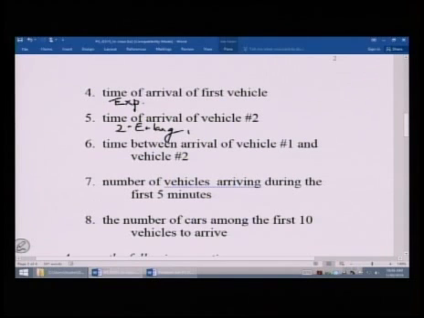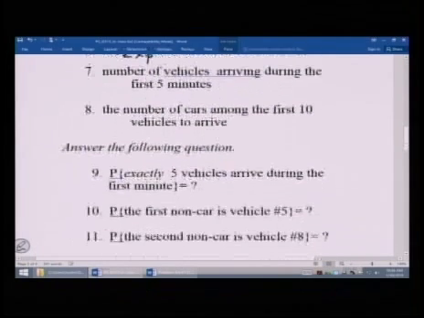How about number 6? Time between arrivals of vehicle number 1 and number 2. You remember last time I mentioned if the arrival process follows Poisson, then the time between arrivals always follows exponential. So this has got to be exponential distribution.